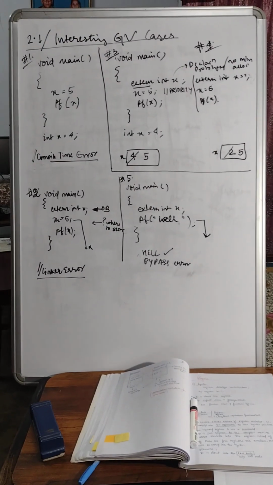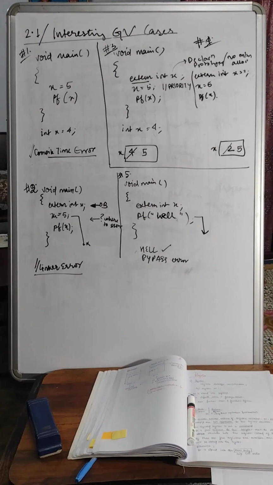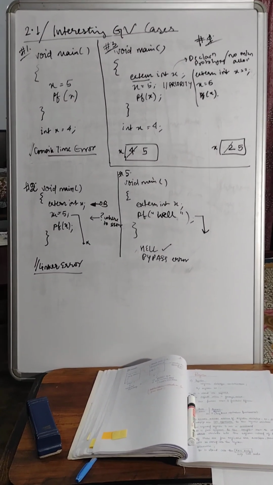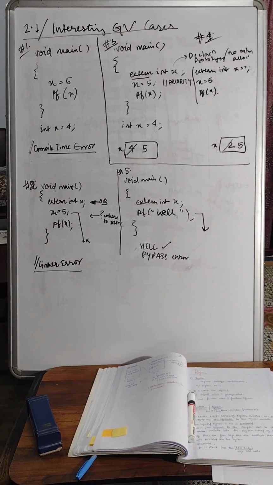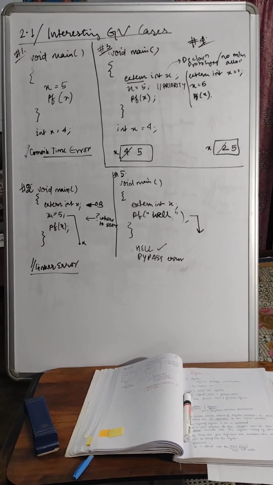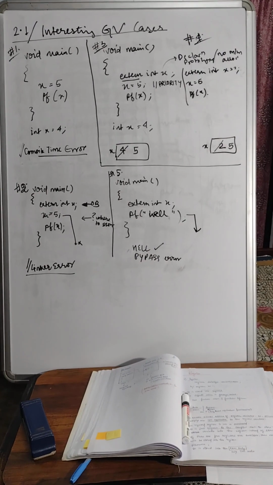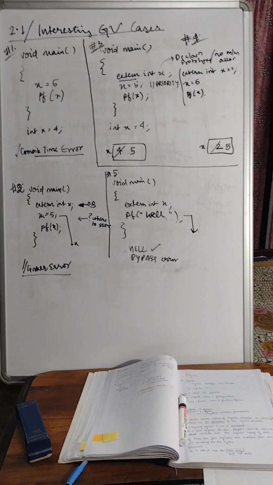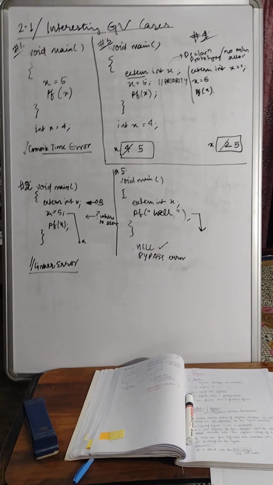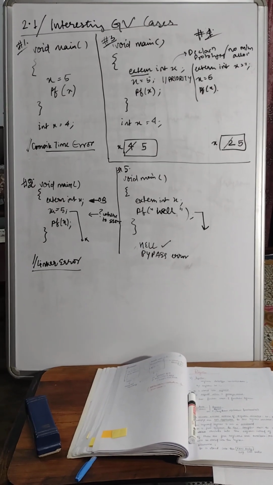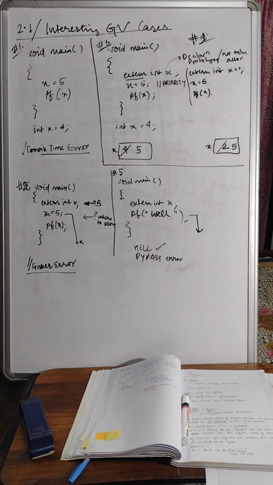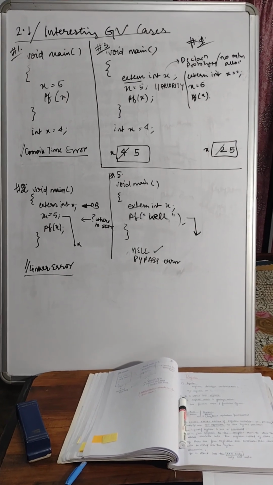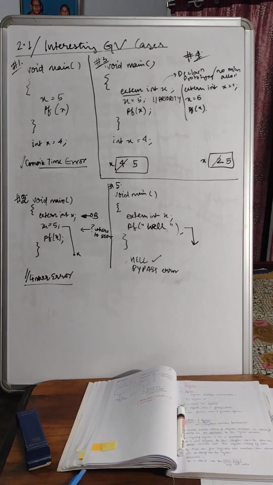So for now, firstly, I would like to discuss some interesting global variable cases. The first thing we need to notice is that a global variable is stored during compile time only, in the static memory. So we will not face any runtime errors, but we are definitely going to face a compile time error, and an error can be there while there is a linkage. So a linker error can be possible also.